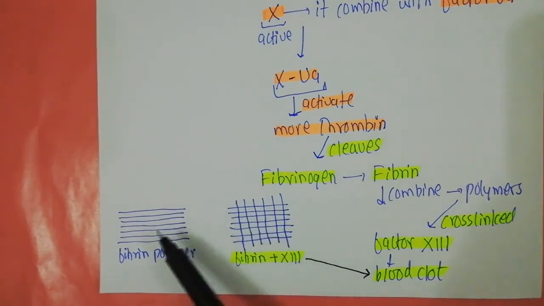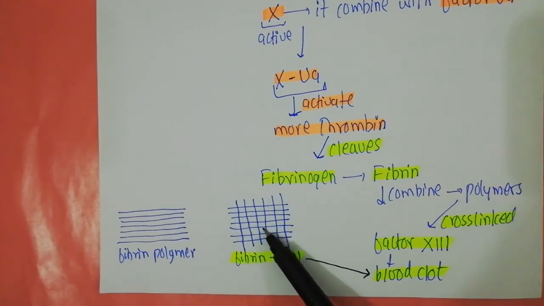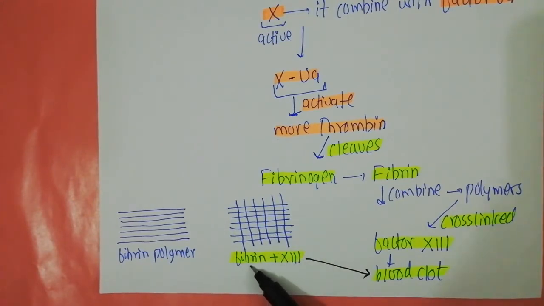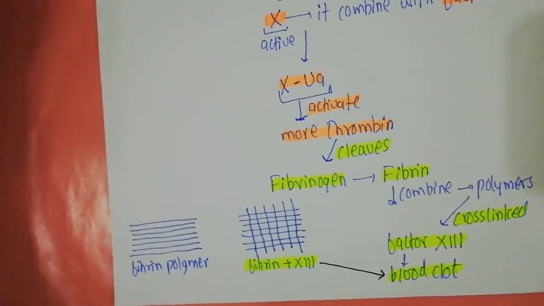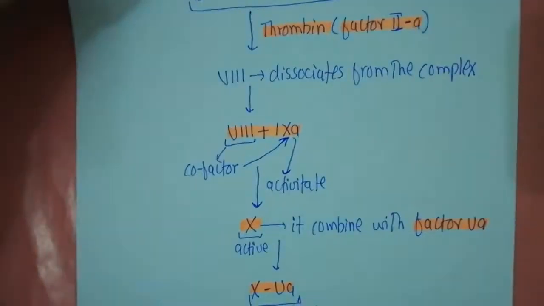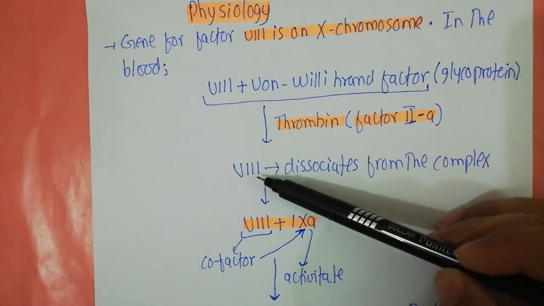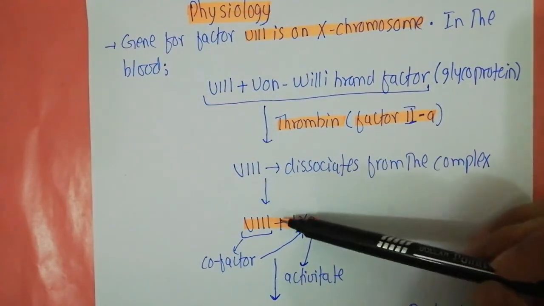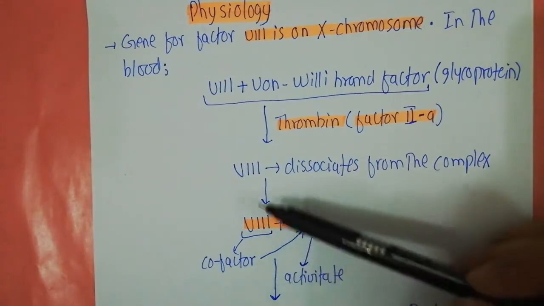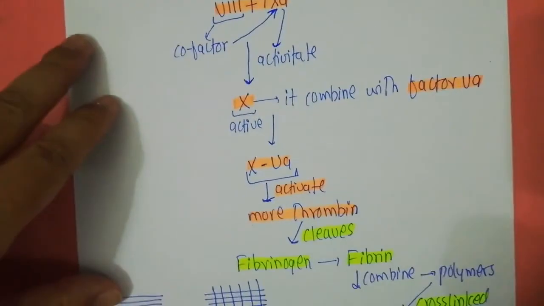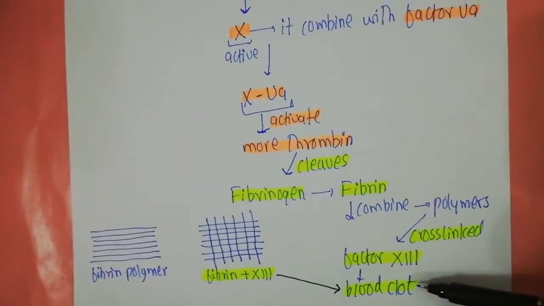Now, if you compare these two structures, this is a much stronger structure, and it can effectively stop the bleeding. And this fibrin polymer, when it combines with its cross-linker, factor 13, is actually the blood clot that stops the bleeding in the body. Now, if you look at hemophilia A, for example, if you have a deficiency in factor 8, that means all of the process below this line is going to be affected. So in the end, you will have a problem in the formation of this blood clot.